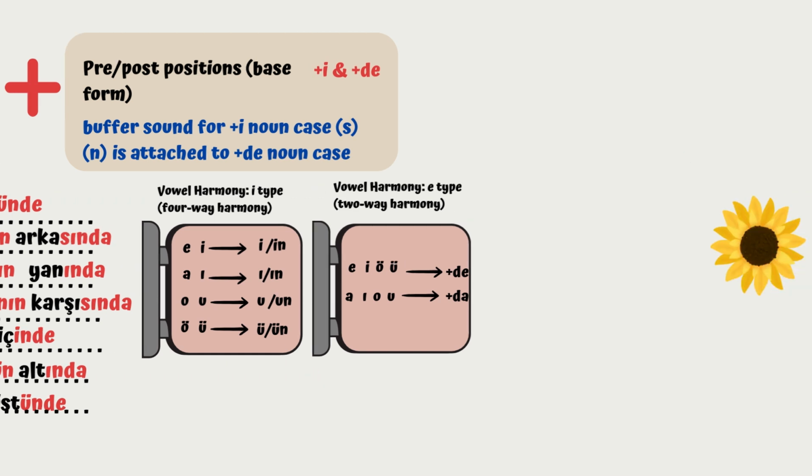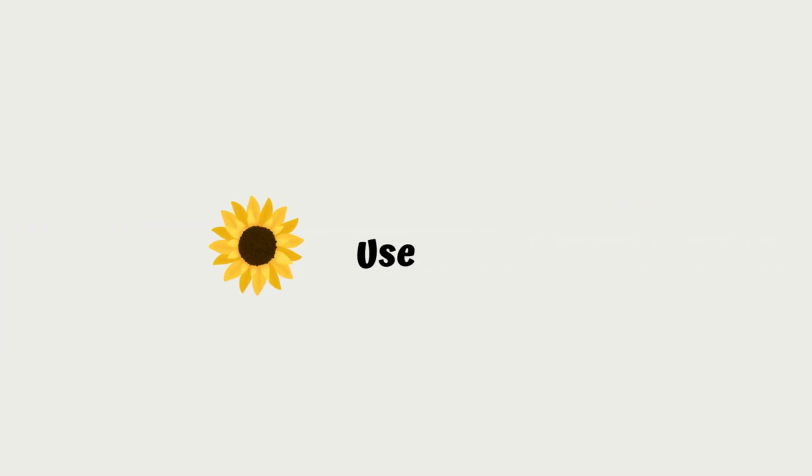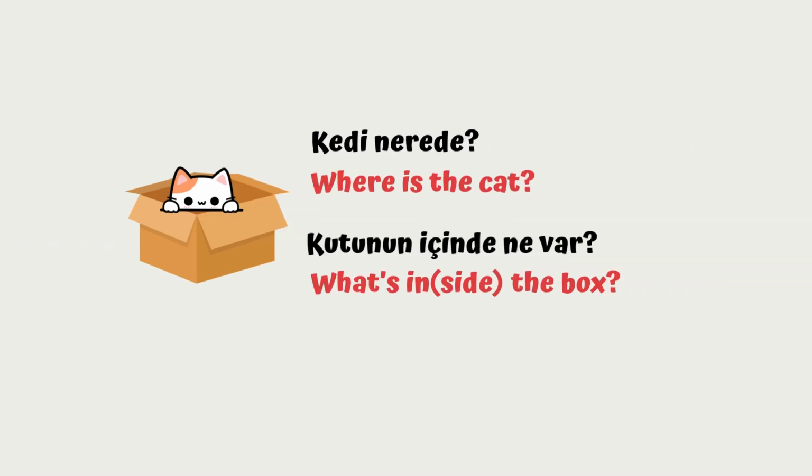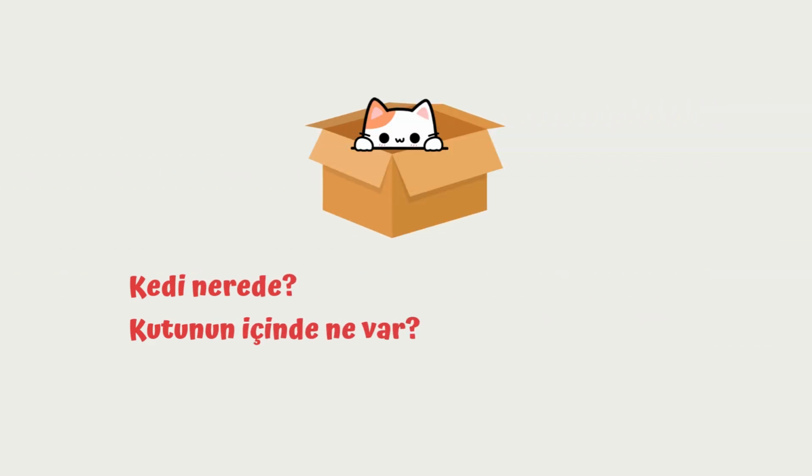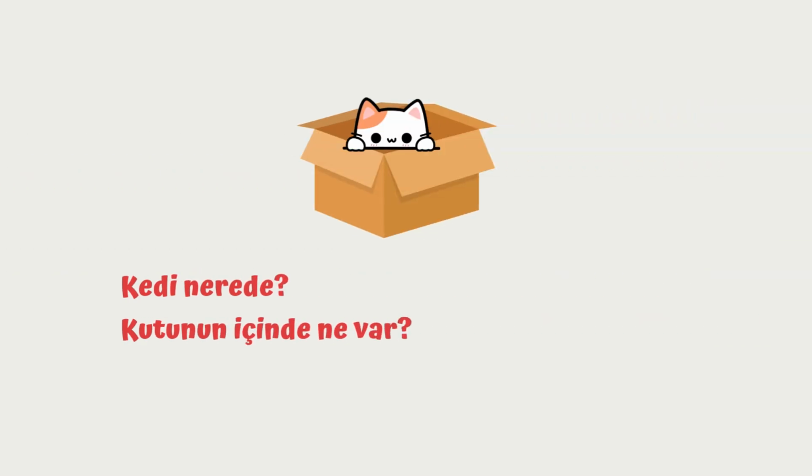So let's take a look at the use one more time. What we're gonna study here is kedi nerede? So where is the cat? Or kutunun içinde ne var? What's inside the box? So this is what we're studying now. How can we answer these two questions? Let's take a look at it. I'm asking, where is the cat? Kedi nerede? And the answer will be kedi kutunun içinde.